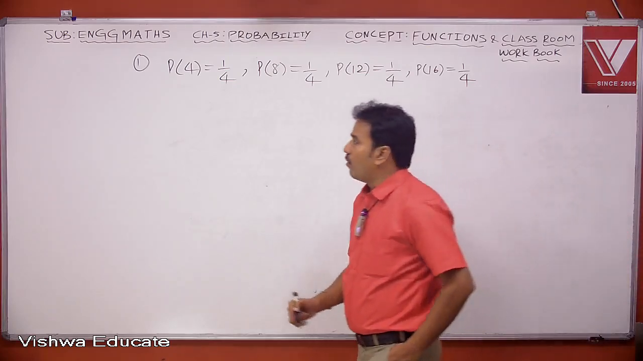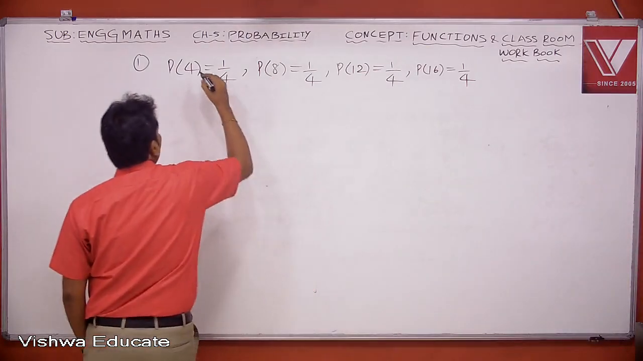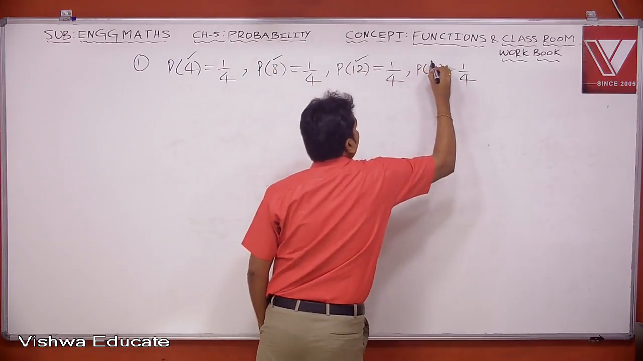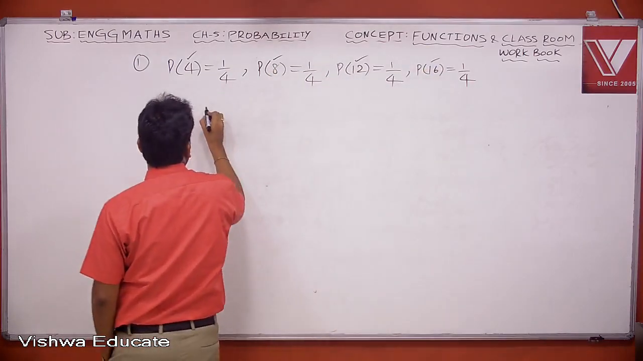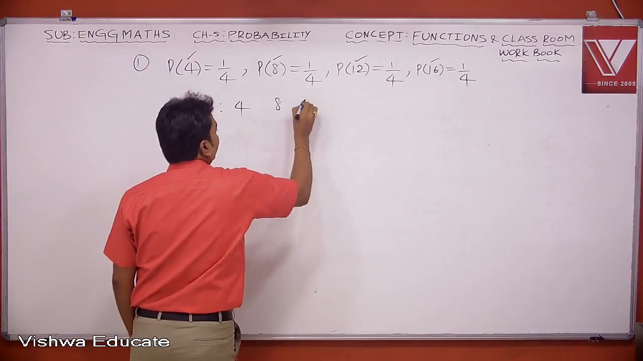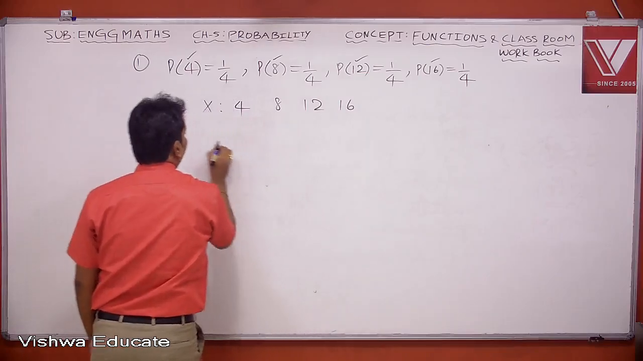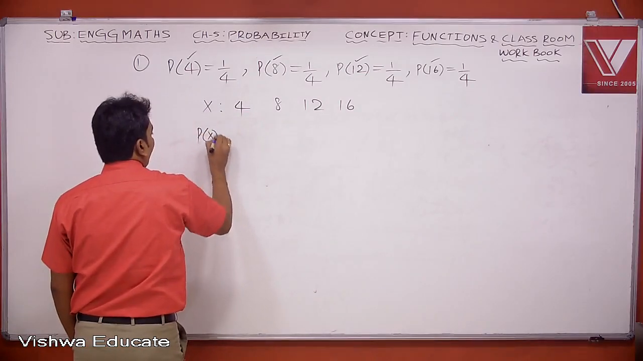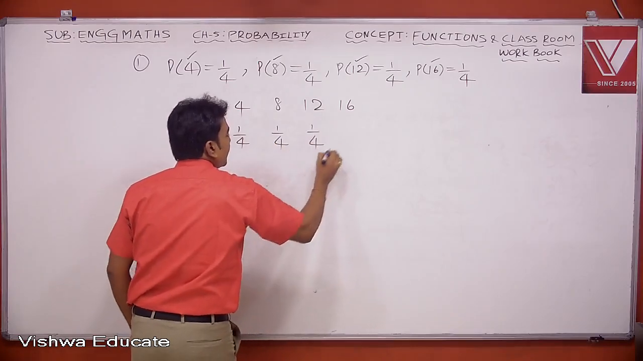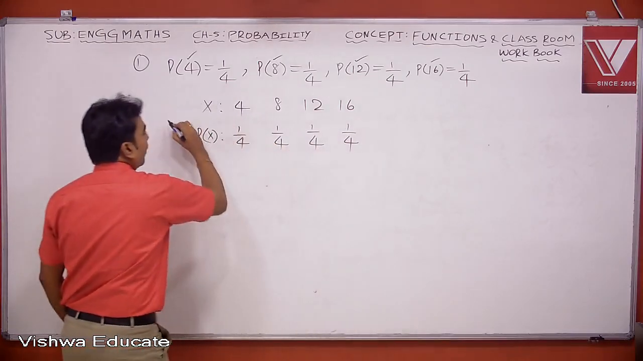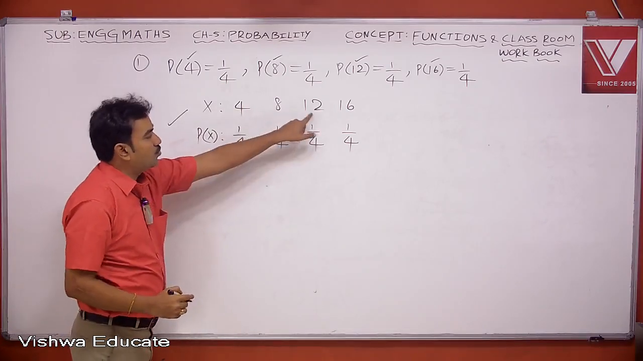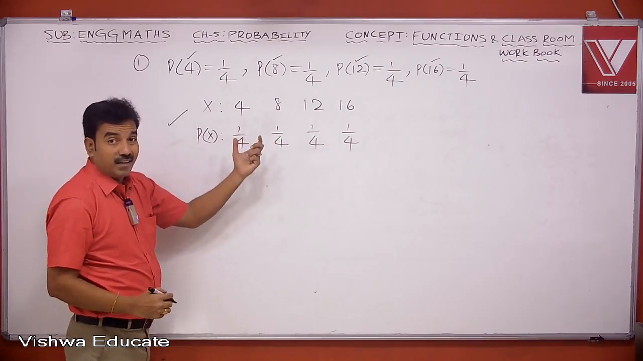So a random variable x has a PDF like this. What are my sample points? 4, 8, 12 and 16. So let us have the PDF in table format. The x values are 4, 8, 12, 16. The respective probabilities are 1 by 4 each. Now when you look at this PDF, it contains only a finite number of sample points: 1, 2, 3, 4. Therefore it is a discrete random variable.